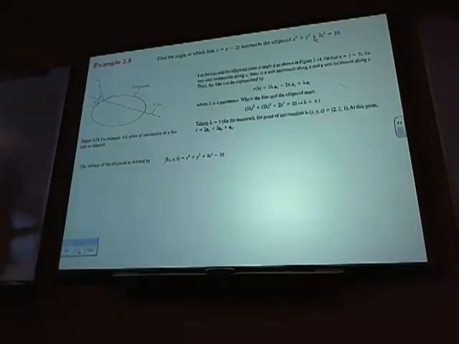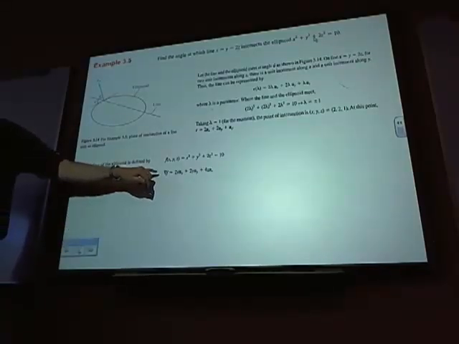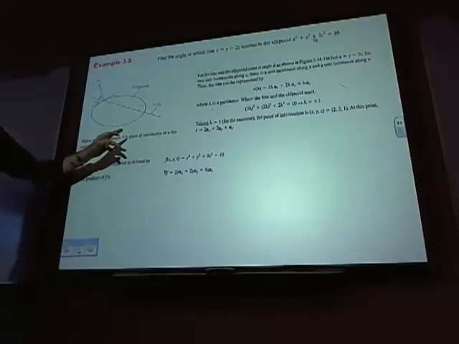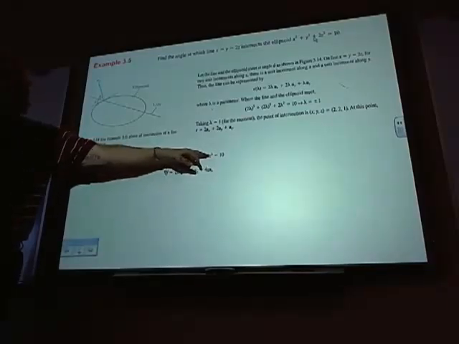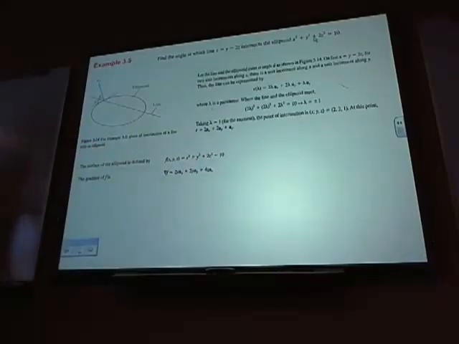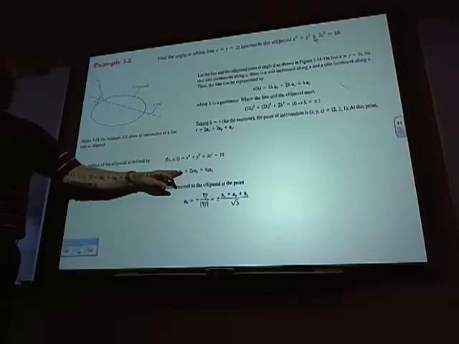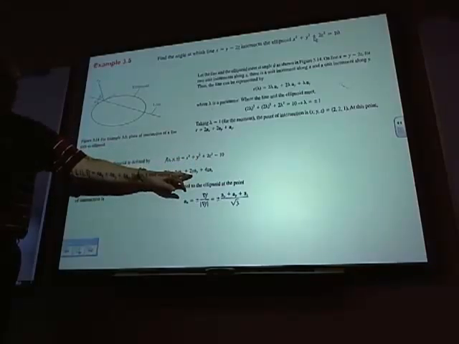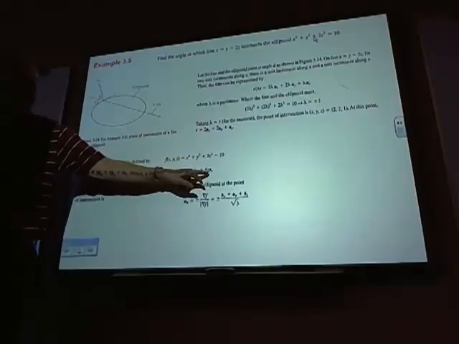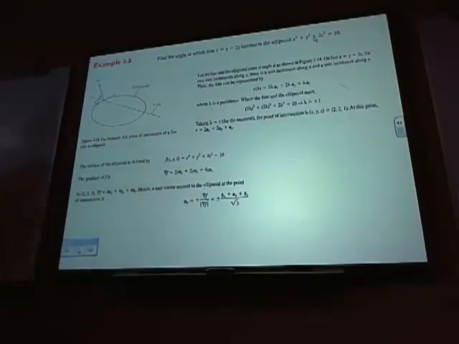We could use a curl, but dot product would be the thing we would want to use. So what we'll do is find the gradient of this function right here, because from that I can get its change. So we'll take the gradient of this function, which is 2x a_x, 2y a_y, and then here we've got 4z a_z.